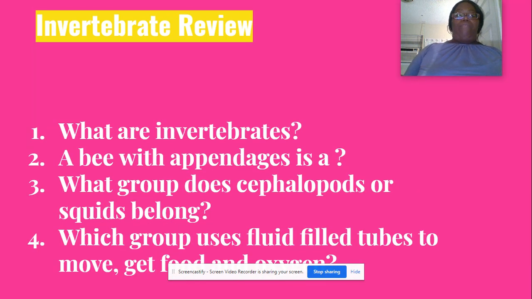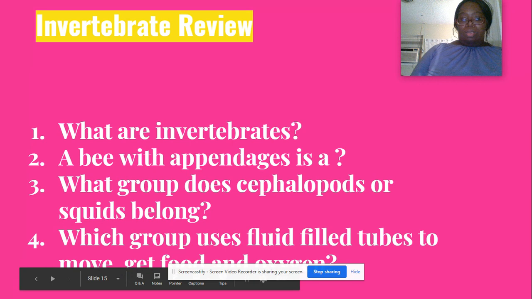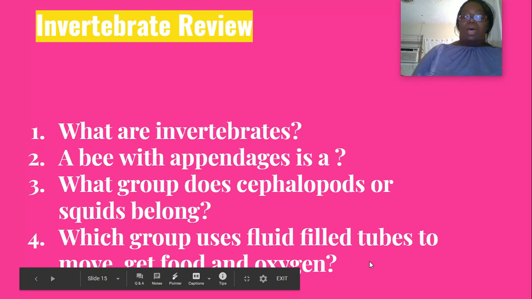So review, what are invertebrates? Invertebrates include arthropods, echinoderms, cnidarians, and sponges. A bee with an appendage is considered a... Right, arthropod, good. What group do cephalopods and squids belong to? You're right, cnidarians. And which group uses fluid-filled tubes to move and get food and oxygen? Echinoderms, awesome.